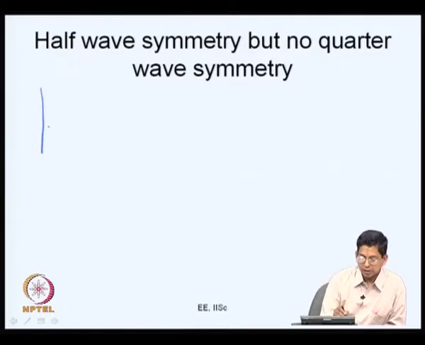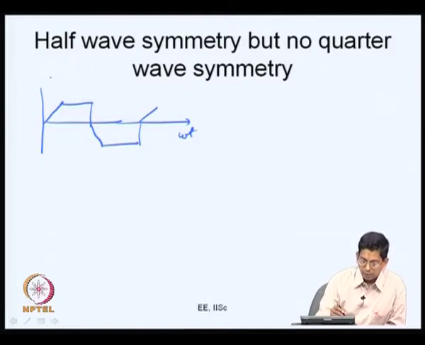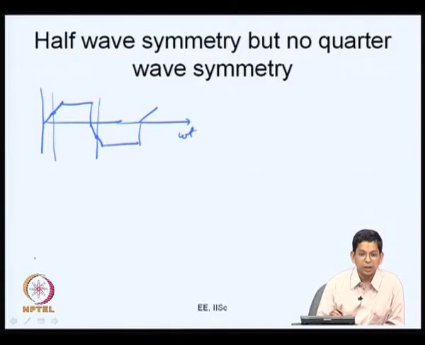Of course, one of the examples I had already constructed. This is a waveform which has half wave symmetry, but no quarter wave symmetry. Once again, to make my point clearer, you consider this theta and you consider this pi plus theta. You look at the values. One is the negative of the other. So, it has half wave symmetry.